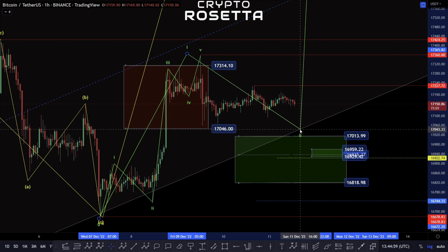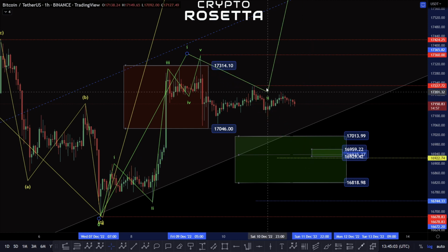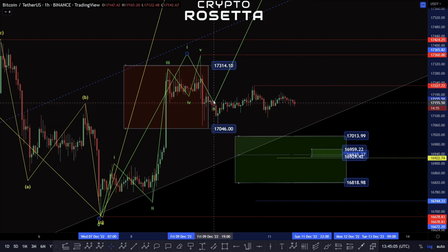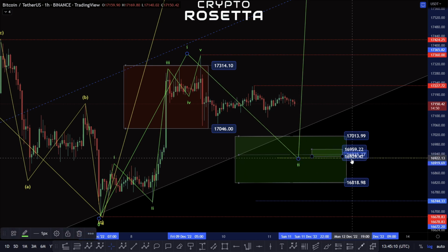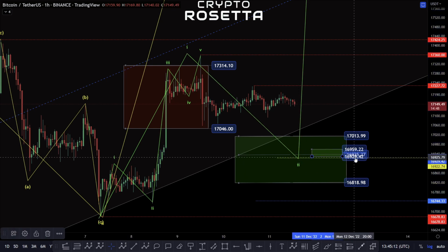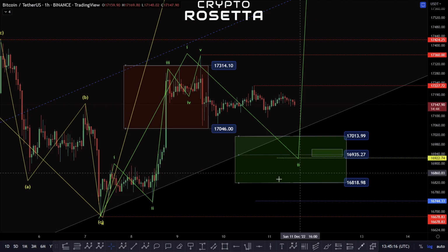It is possible that this wave 2 could just retest this trend line and not go all the way down to this 1-to-1. Based off of the structure within this, ideally we would want it to come down low into this zone. And you can see here, if I just delete these other numbers, this 16,935 would be a 618 retracement of this move here.